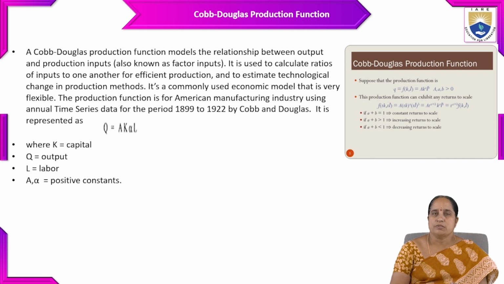Cobb and Douglas derived the production function for the American manufacturing industry using annual time series data for the period 1899 to 1922. It is represented as Q = AK^α L^(1-α), where K denotes capital, Q denotes output, and L denotes labor. A and α are positive constants.